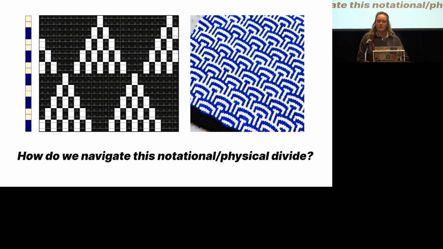But sometimes when designing these fabric level effects, we have to work at a level of abstraction which captures elements of the knitting process or how the fabric is formed. But as you might be able to tell, the relationship between this notation and the outcome can often be pretty unintuitive. And so how do we address this? How can a design tool help us navigate this notational physical divide?